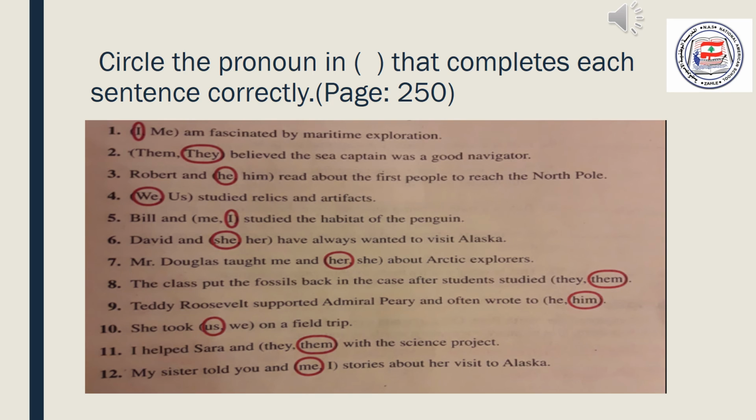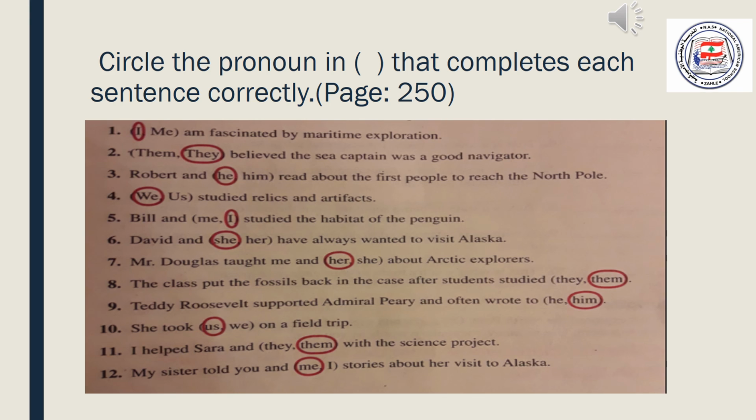5. Bill and I studied the habitat of the penguin. I is a subject pronoun that comes before the verb studied. 6. David and she have always wanted to visit Alaska. She also here is a subject pronoun that came before the verb have wanted. 7. Mr. Douglas taught me and her about Arctic explorers. Her is an object pronoun that came after the verb taught.